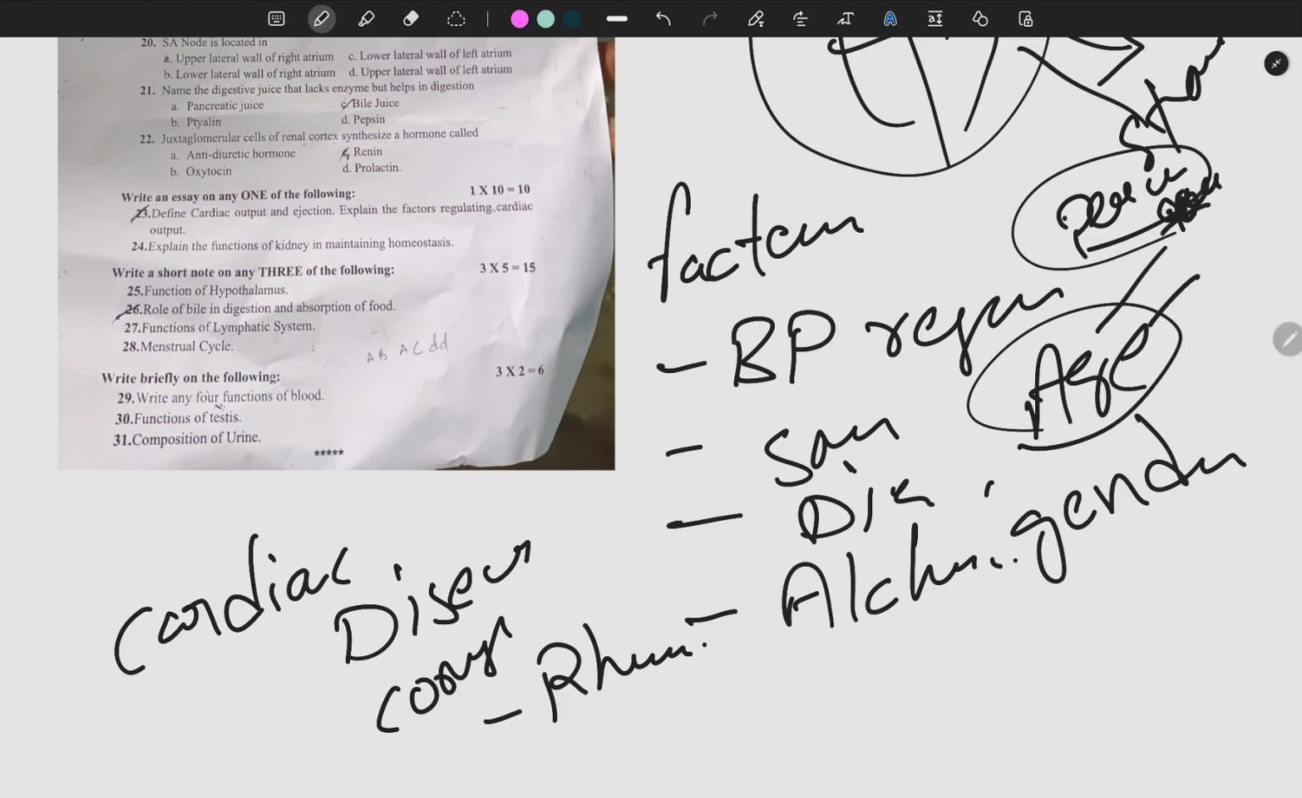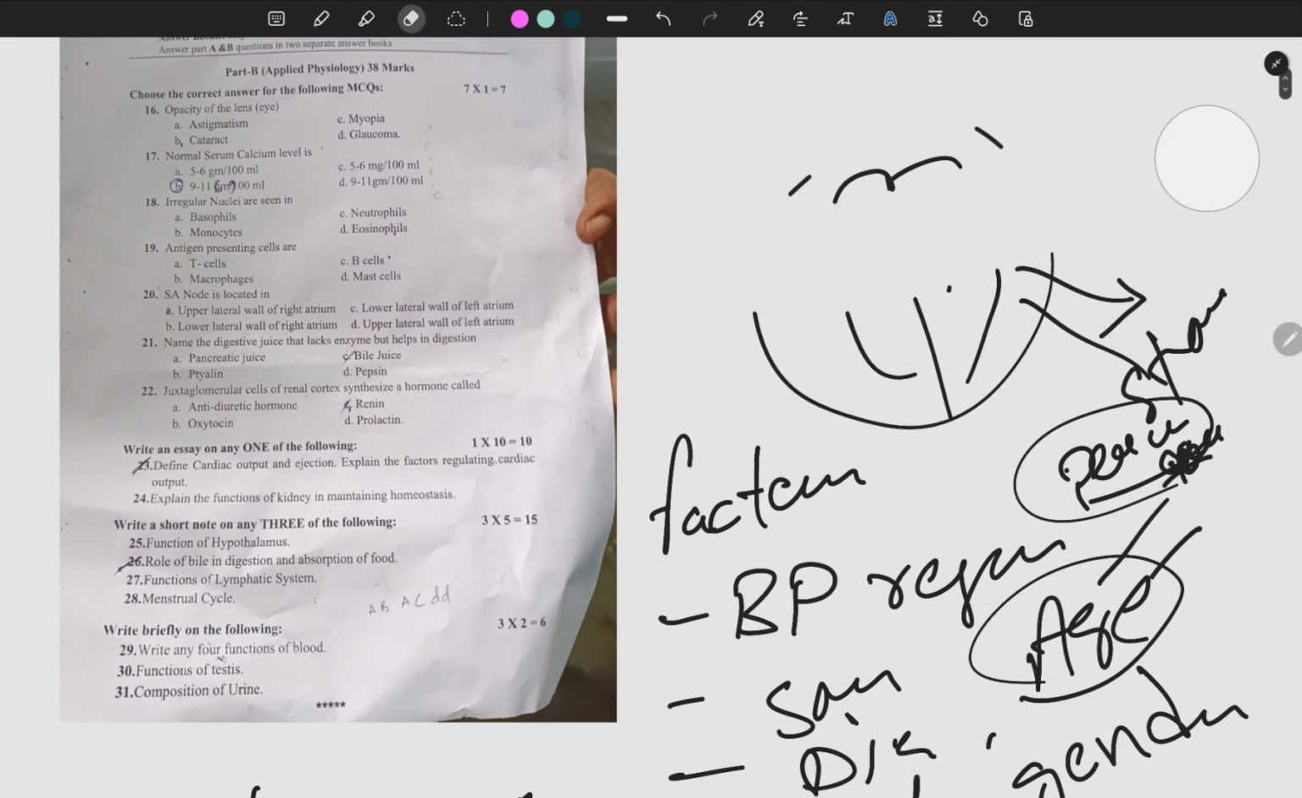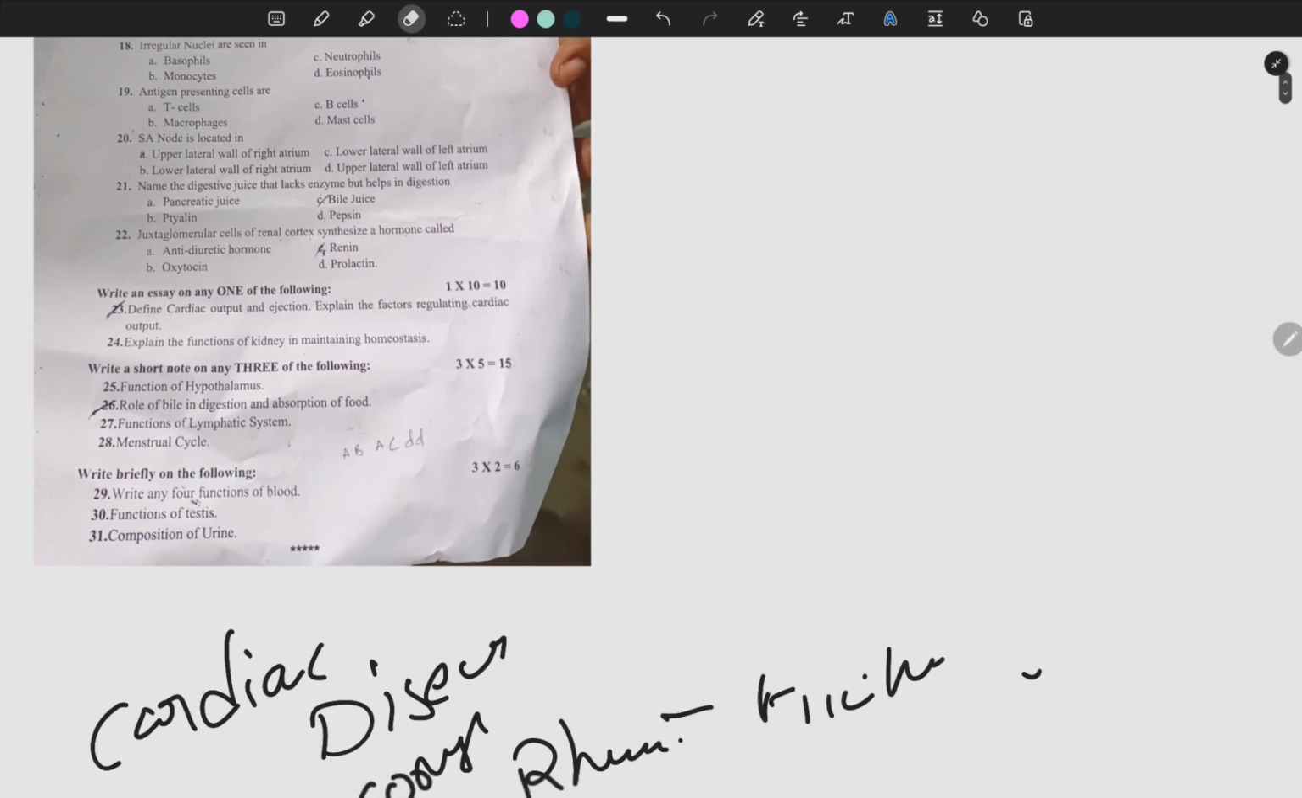So you can write any of these. So these are the factors. So you can write this for this question. And the next question is explain the functions of kidney and the maintaining of homeostasis. So what are all the functions of kidney?